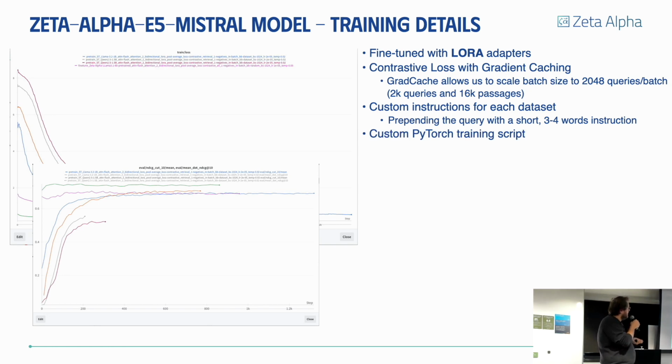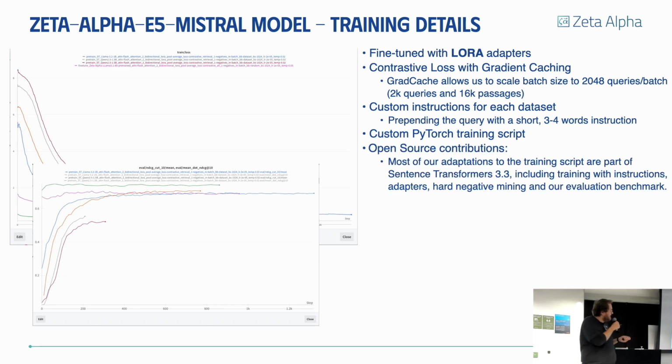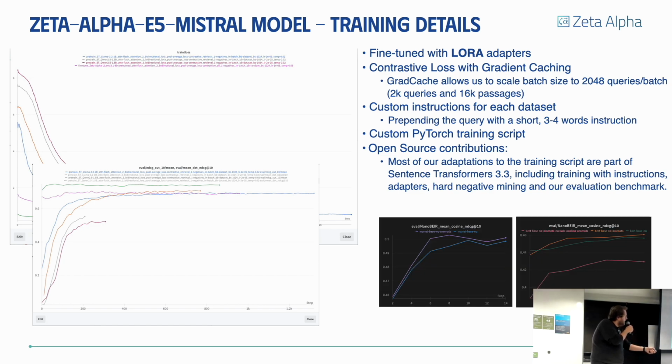text itself. We use our own PyTorch script for doing this, but most of the adaptations of the script are now part of Sentence Transformers 3.3 that was released yesterday, I think. So including this instruction training, all that, we put it back into the Sentence Transformers code to be open source now. So these are some plots of the training with instructions from the newer Sentence Transformers release that we were working with, helping Tom from Sentence Transformers to do this, to make this public.